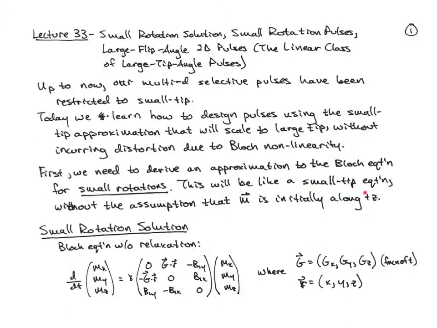This is going to be like a small tip angle equation derivation, but without the assumption that the magnetization is initially along the plus z-axis, or along the longitudinal axis. So we start with the Bloch equation without relaxation, where the incremental change in the magnetization is equal to the rotation matrix containing the gradient and RF terms multiplied by the current state of the rotation. We're going to assume here that the gradient, which could have gx, gy, and gz components, is a function of time, so is the RF, and then position is x, y, z, r.